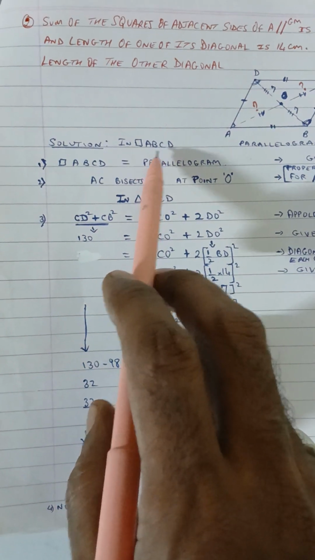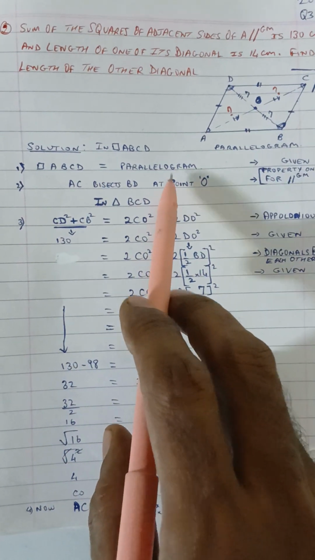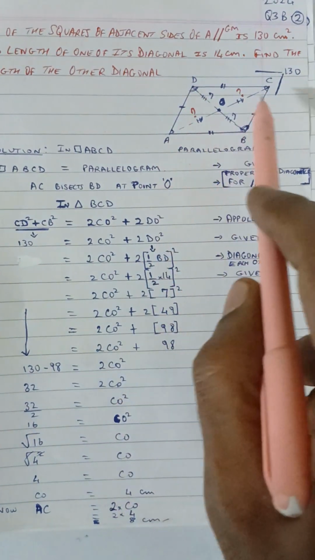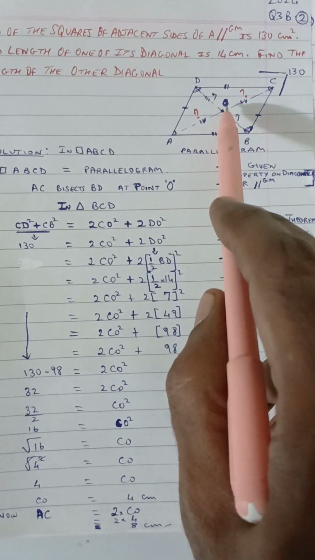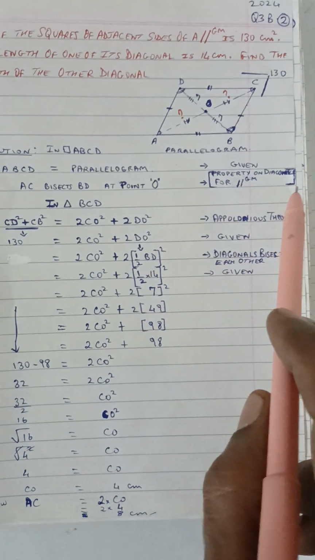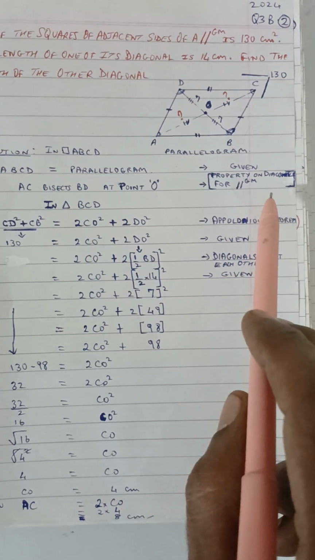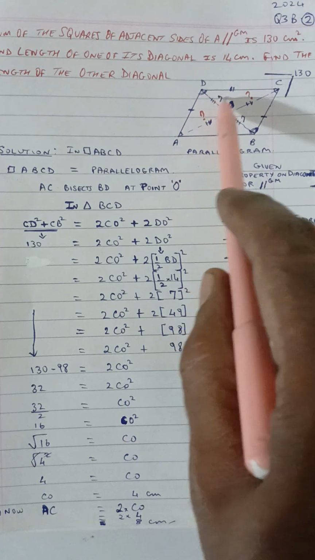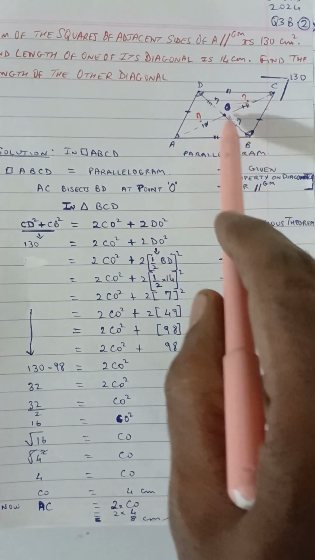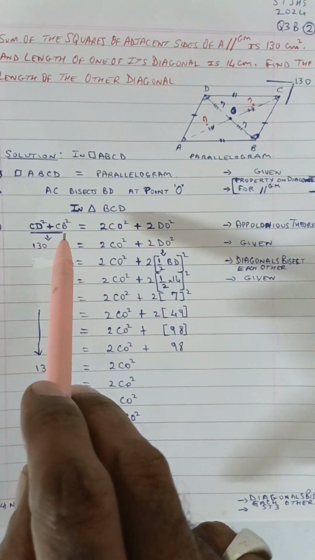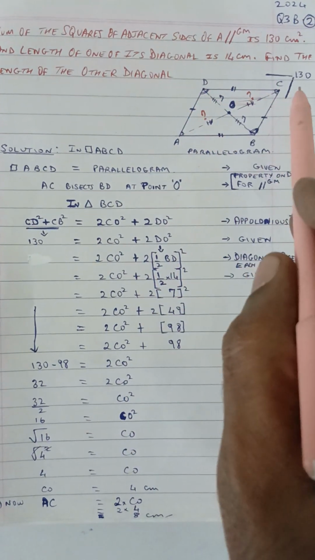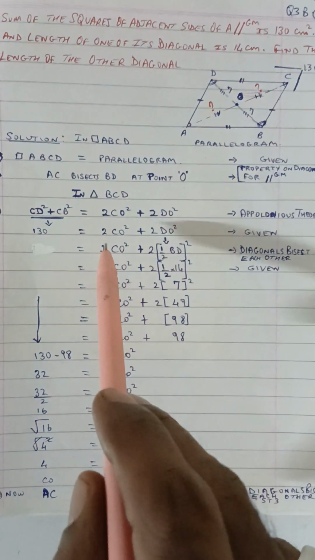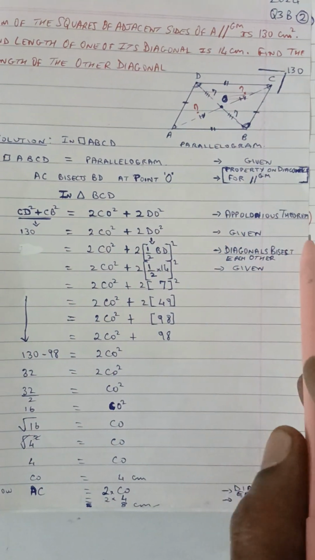Solution: in quadrilateral ABCD, quadrilateral ABCD is a parallelogram. Given AC bisects BD at point O. By the property of a parallelogram, diagonals bisect each other. In triangle BCD, I can apply Apollonius theorem. CD square plus CB square is what? Twice CO square plus twice DO square. Apollonius theorem.